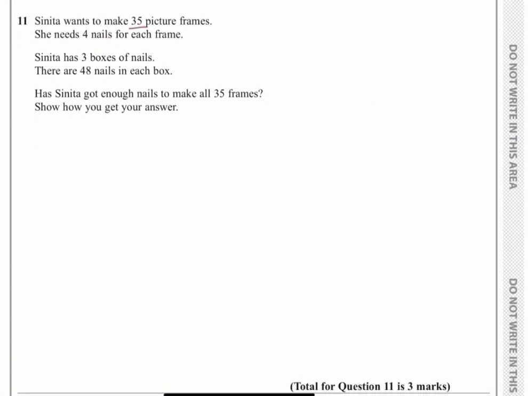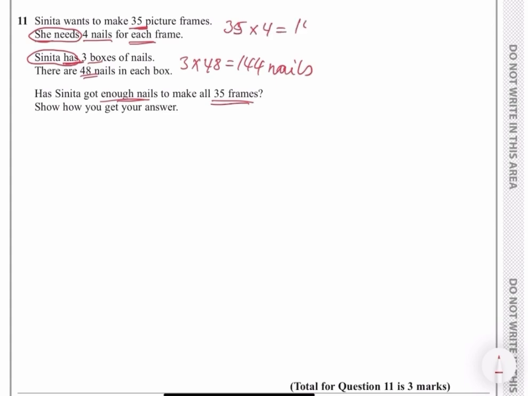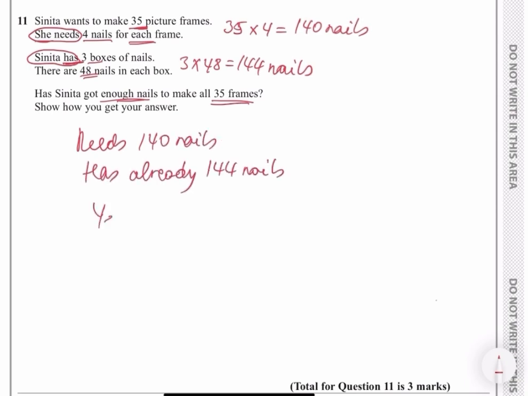Question 11. It's a multiplication question. Sunita wants to make 35 picture frames. She needs 4 nails for each frame. She has 3 boxes and 48 nails in each. Let's multiply to find the total number of nails. Let's multiply how many she needs. She needs 140 nails. She already has 144 nails. Yes, she has enough.